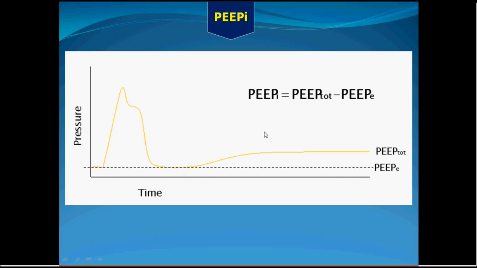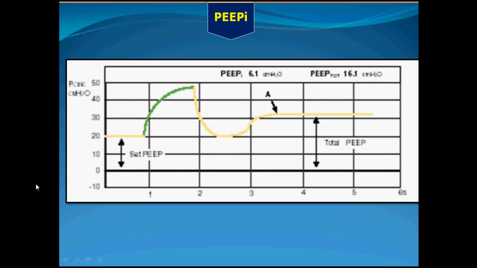When you perform an expiratory hold, this is the expiratory hold, you will see in the pressure-time curve that the pressure will increase due to the air remaining in the alveoli, to be measured here. This is the total, the intrinsic PEEP and extrinsic PEEP. The total PEEP will be measured by the expiratory hold.